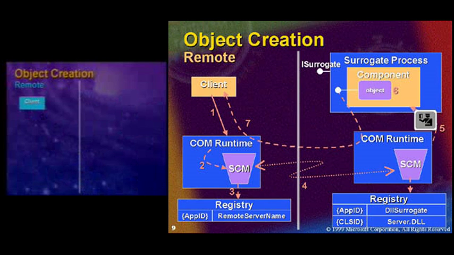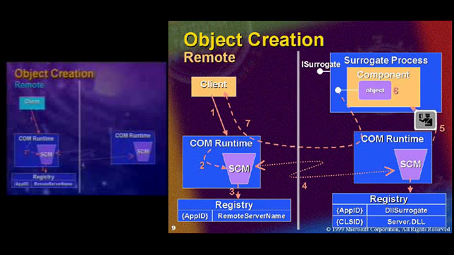In the remote case, it's a little bit more complicated. Client calls CoCreateInstance. The runtime asks the SCM to locate the server, looks in the registry and finds this AppID thing that has a remote server name instead of having an InprocServer32 key.